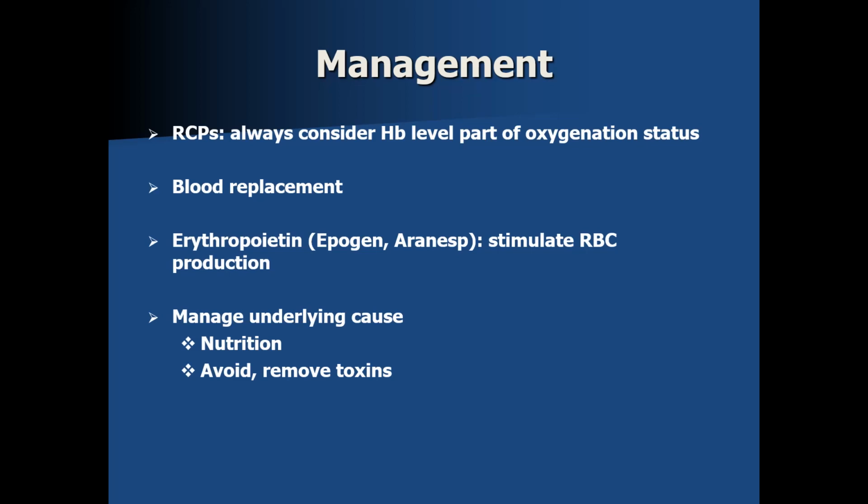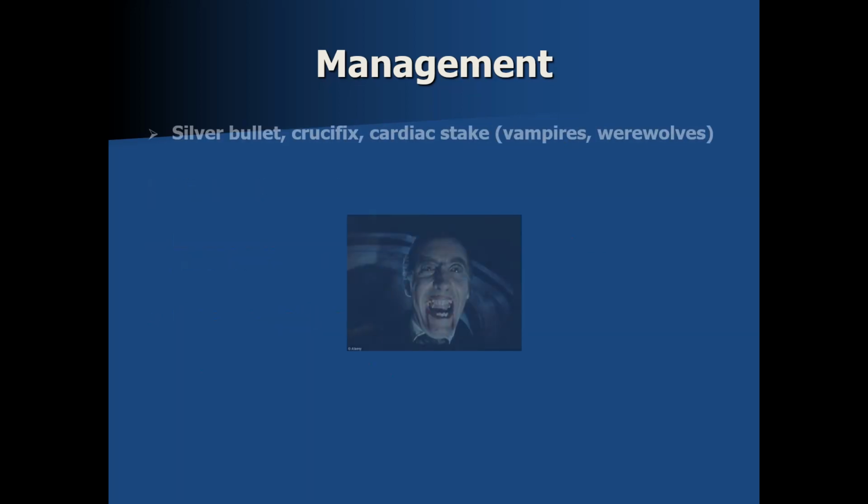Management of anemia may include blood replacement. For other patients, erythropoietin may be administered to stimulate RBC production. For your information, although Jehovah's Witnesses cannot accept blood, it is permissible by their religion to accept erythropoietin. Some anemias also are managed by addressing underlying causes. This may be by improvement of nutrition or avoidance or removal of toxins. Other management strategies remain rather controversial.